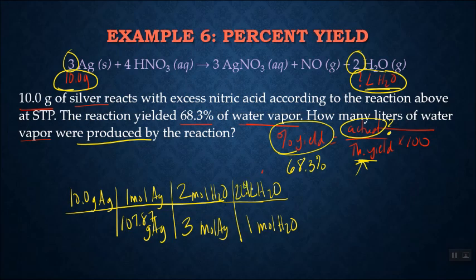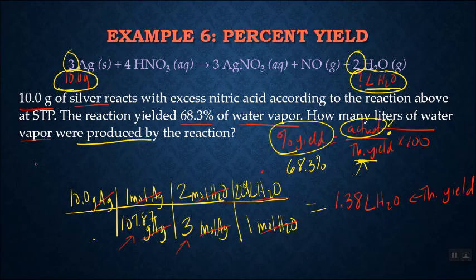Now that we have that value set, we can multiply and divide and cancel. So our grams of silver will cancel. Our moles of silver will cancel. Our moles of water will cancel, and we're left with our liters of water. When you multiply everything on the top, the 10 times the 2 times the 22.4, divide by your 107.87, divide by the 3. Everything on the bottom, divide it out. You should get 1.38 liters of water. Now remember, this is the theoretical yield.